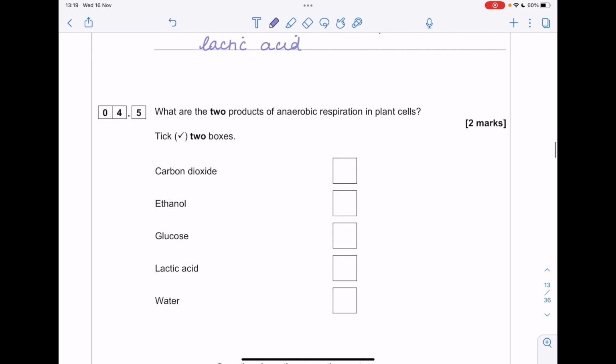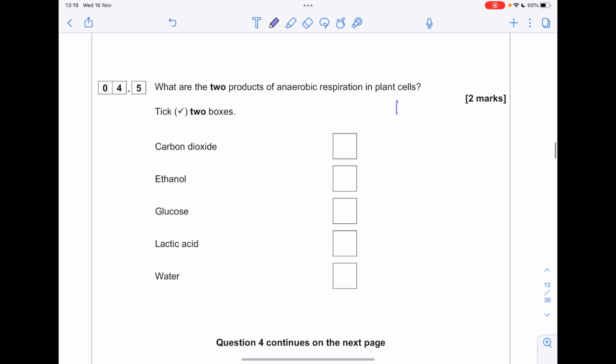What are the 2 products of anaerobic respiration in plant cells? Don't be tempted to pick lactic acid because remember that's to do with animal cells. Remember that anaerobic respiration in plant cells produces both ethanol and carbon dioxide.